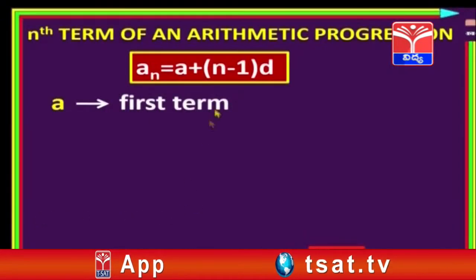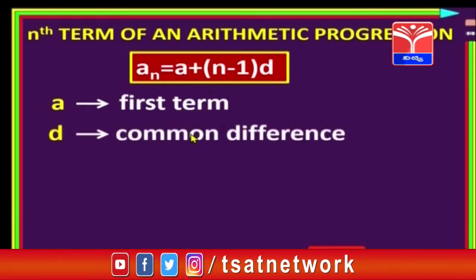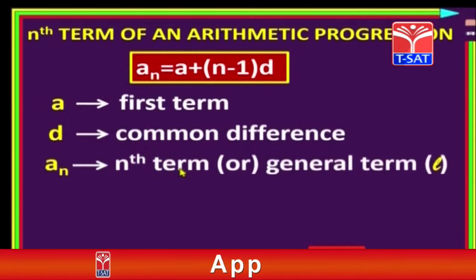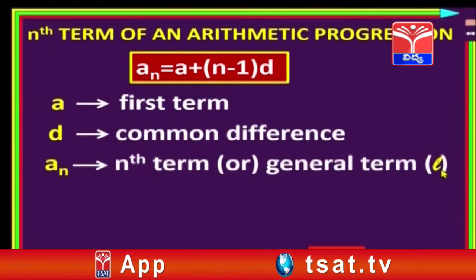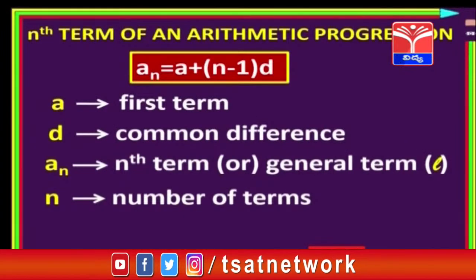Okay. So this is the nth term, right? an is equal to a plus n minus 1 into d. In this, what is a? a is the first term. Next, what is d? d is the common difference. And what is an? It is also called the nth term or general term. It is sometimes denoted by L, and on rare occasions we denote it with b also. And next, n. What is n? The number of terms in the given progression.